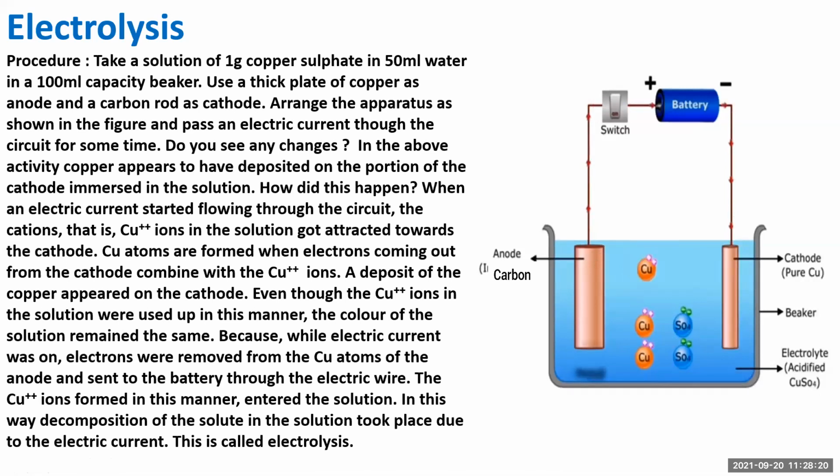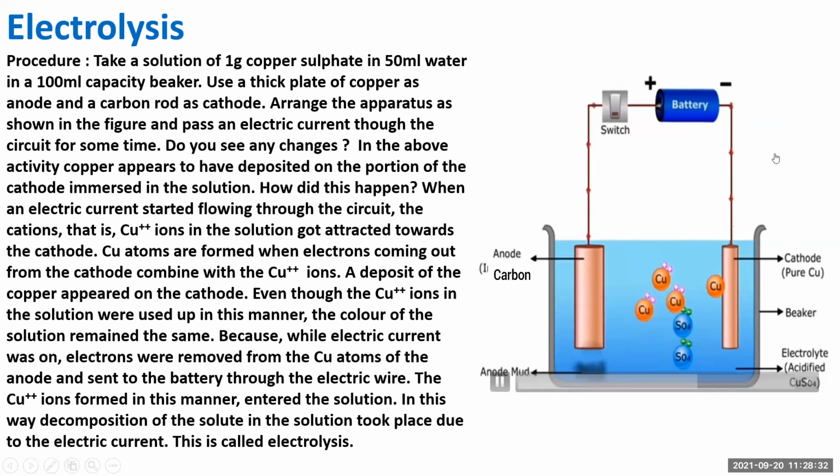The Cu ions are deposited on the cathode electrode. The layer of copper deposition can be observed. As more and more ions get deposited, the electrode gets thicker and thicker.